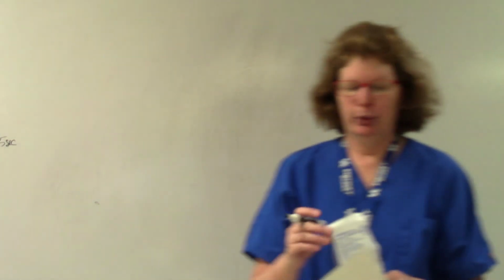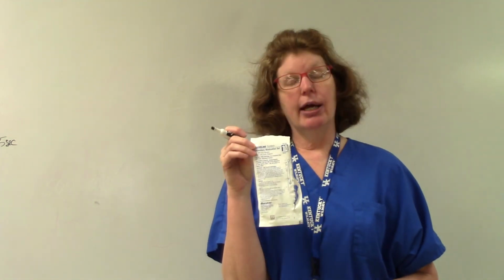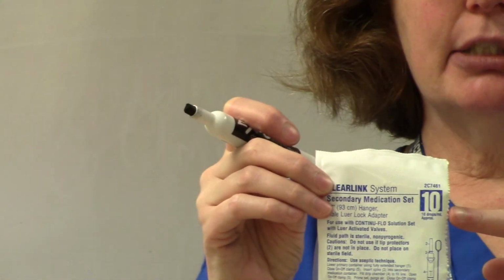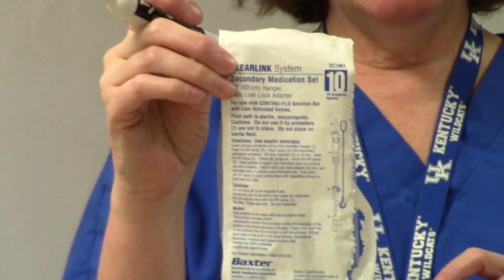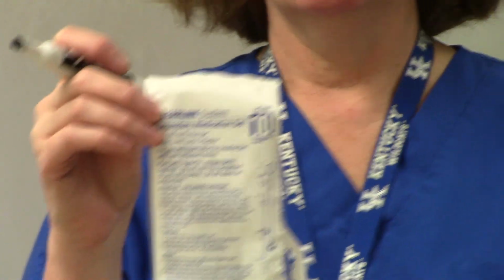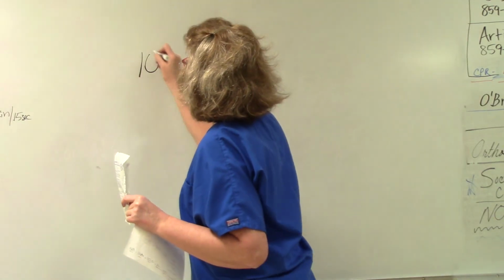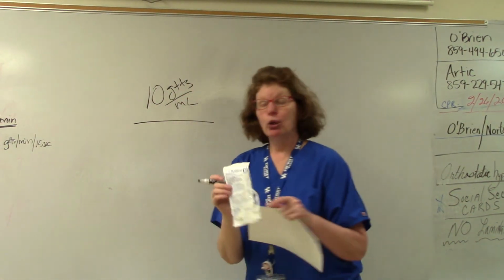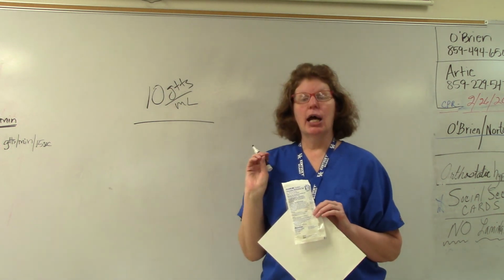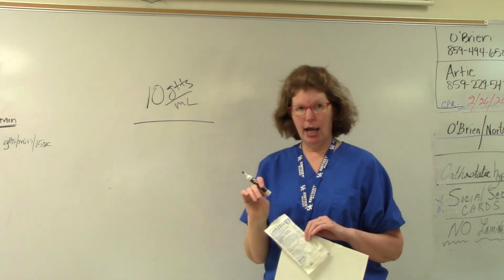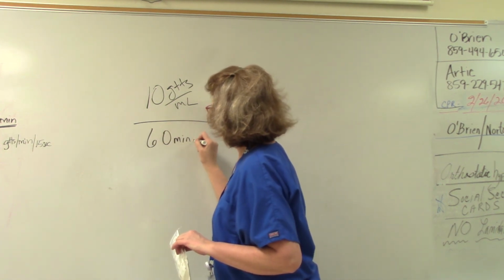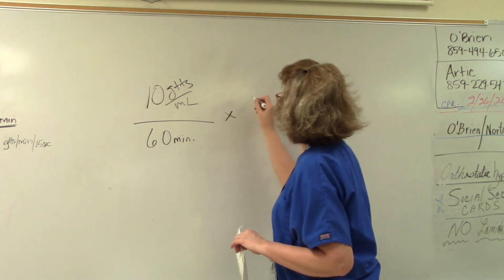So our drop factor, we're going to take off the package of the tubing we're going to use to infuse. So as you can see on this package, our drop factor is 10 drops per milliliter. So that's going to be my drop factor, 10 drops per milliliter. We said our infusion was 100 milliliters per hour. So my time is an hour, which is 60 minutes.